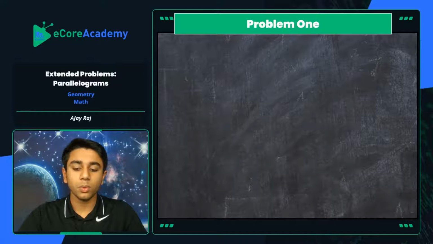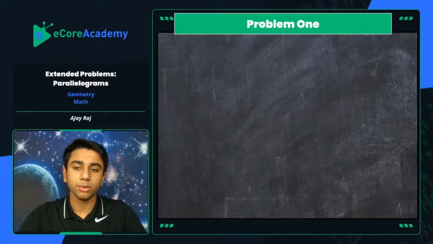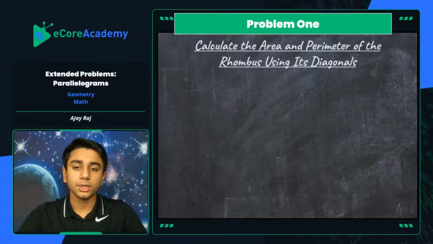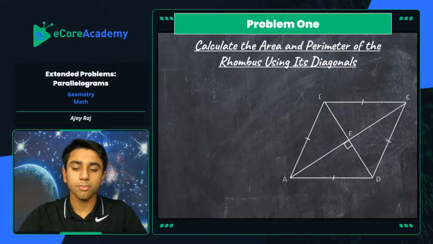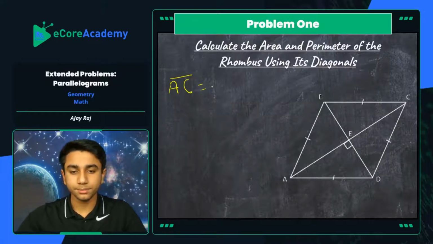So problem number 1, as I showed you here, is using diagonals to calculate the area and perimeter of a rhombus. So we're going to calculate the area and perimeter of the rhombus using its diagonals, the perimeter of ABCD as well as the area of ABCD. So what are the values that we're given? I'm going to give you the given values of these diagonals, as I would in a textbook. So diagonal AC is going to equal 12 units.